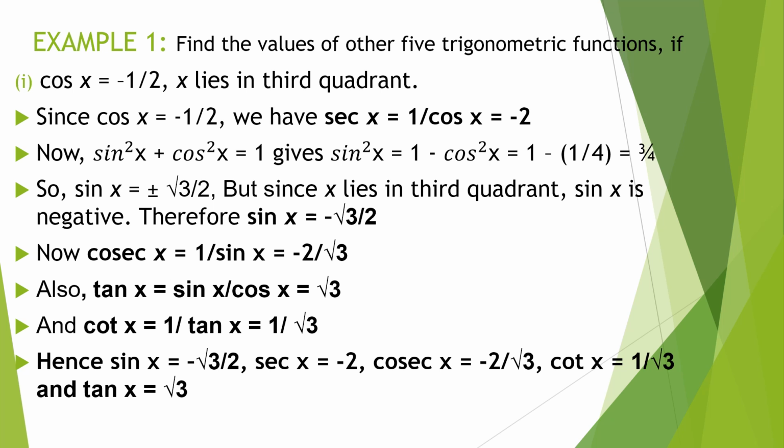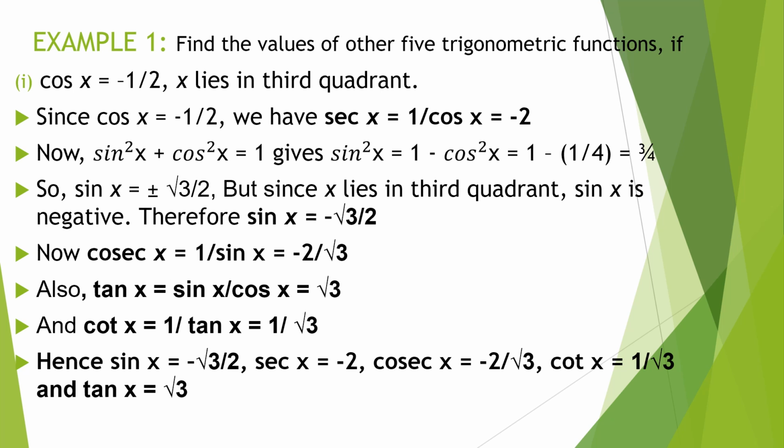Sin square plus cos square is equal to 1. From this identity we get sin square is equal to 1 minus cos square, which is 3 by 4. That means sin can be plus or minus root 3 by 2. But since x lies in the third quadrant sin x is negative. Just remember ASTC. That means in the third quadrant only tan is positive. So obviously sin will be negative. So sin x will be minus root 3 by 2. Cosec x is 1 upon sin x, which is minus 2 by root 3.